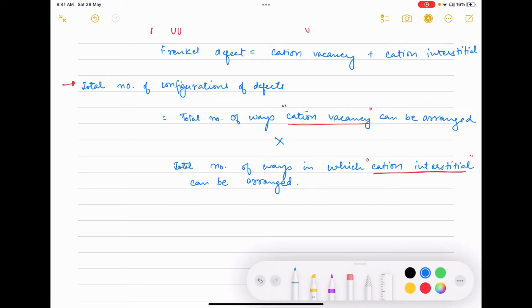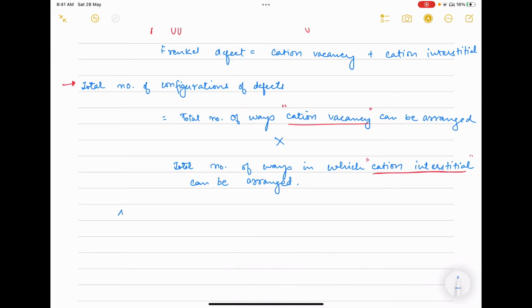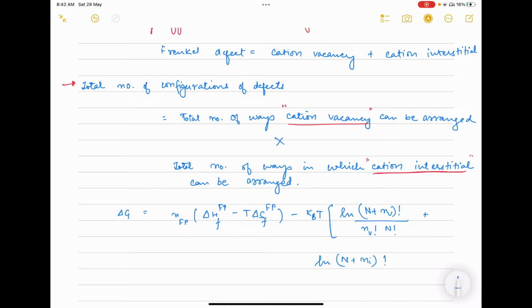So let us check out the Gibbs free energy change. So delta G becomes, from the previous derivation of point defects, you can see N Fp of a Frenkel pair, delta HF, delta enthalpy of formation of Frenkel pair, minus T delta entropy of formation of Frenkel pair, minus Boltzmann constant into temperature into logarithm of N plus nv, that is number of vacancy, upon nv factorial into N factorial, plus ln N plus ni, that is number of interstitials, N factorial into ni factorial.